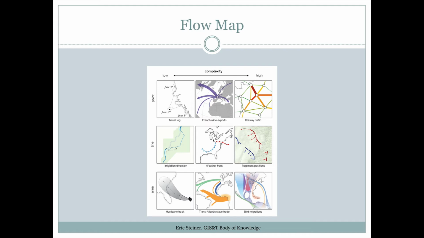Flow maps show how things move from one area to another area. This could be from one point to another point, along a line, or it could be from one area such as a country into another country.